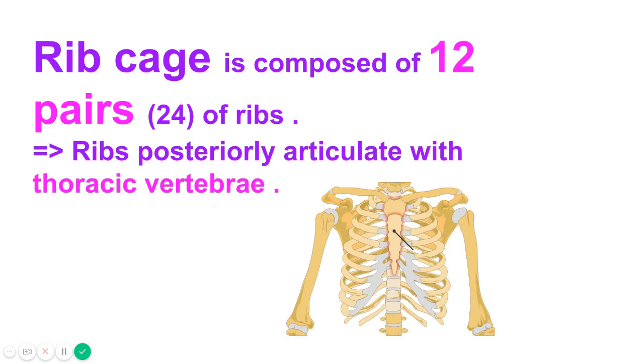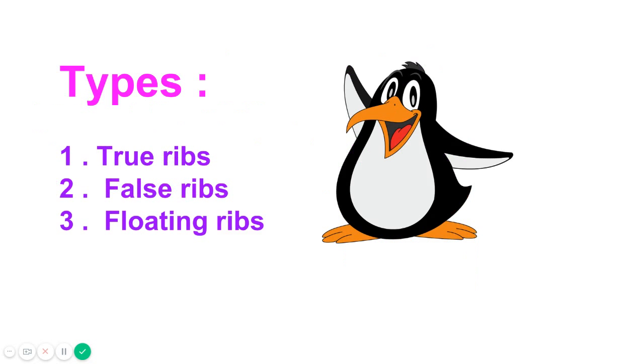Students, the rib cage is composed of 12 pairs of ribs. That is overall 24 ribs, 12 pairs. Ribs posteriorly, that is on the back, articulate with thoracic vertebrae. There are three types: true ribs, false ribs, and floating ribs.